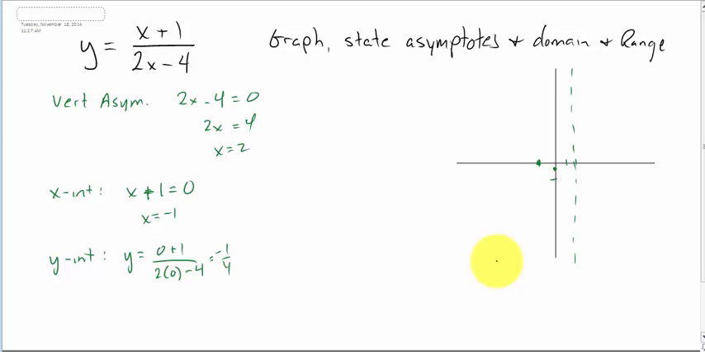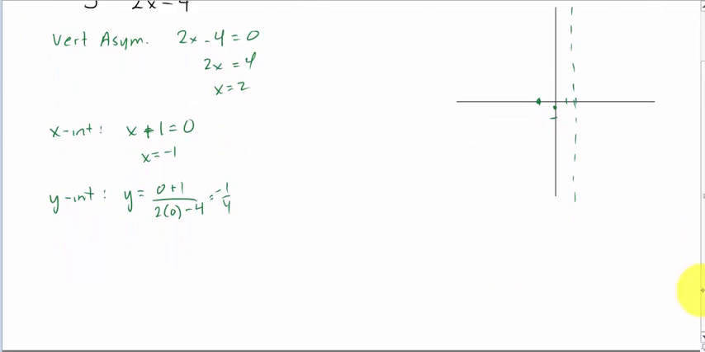Now, we need to find the horizontal asymptote. So let's do this.